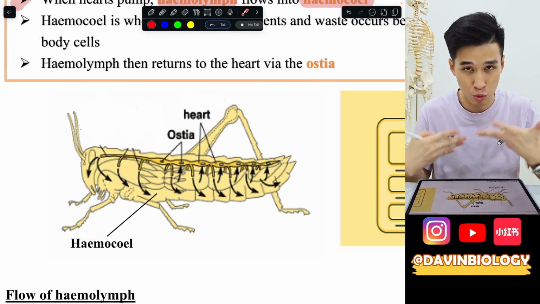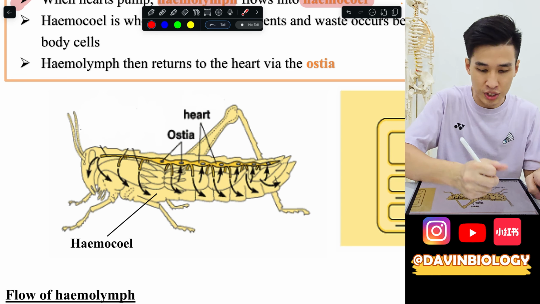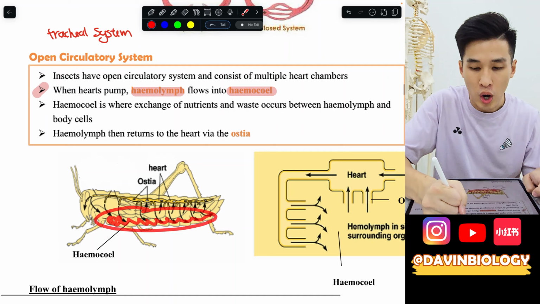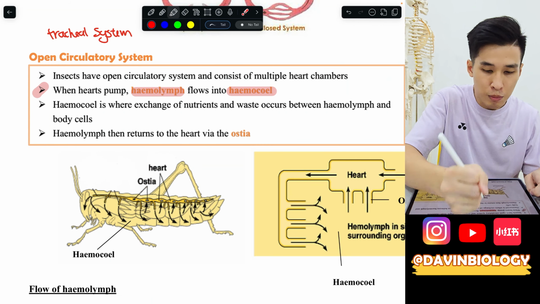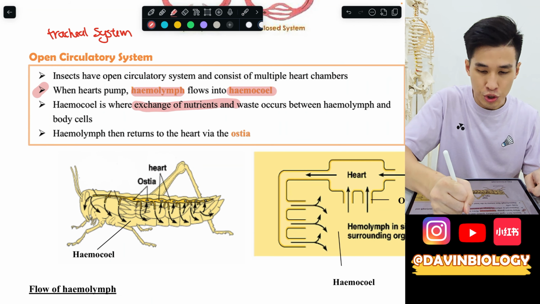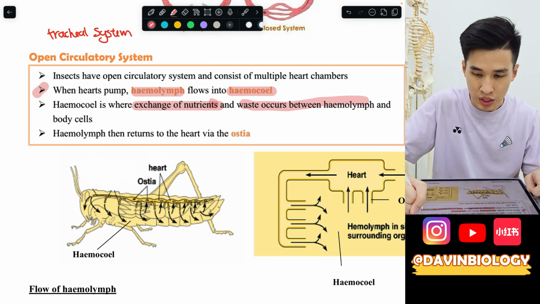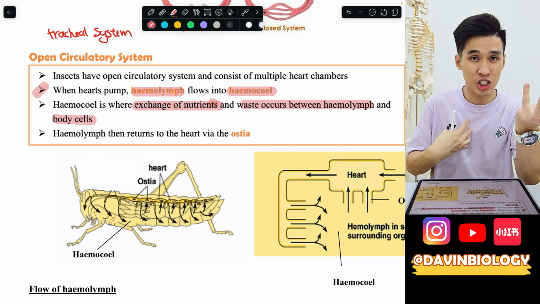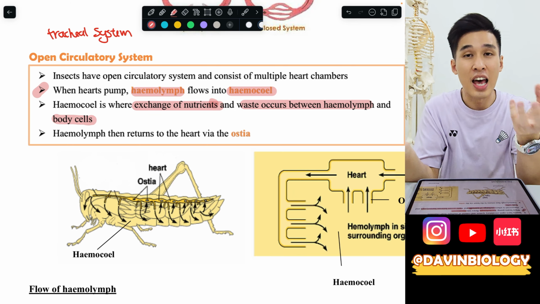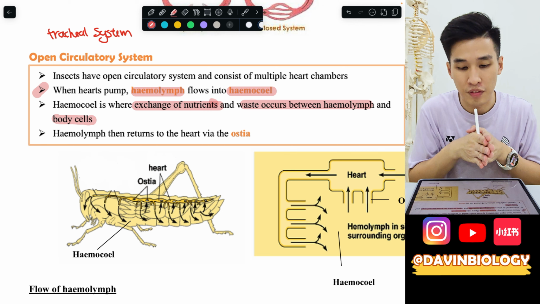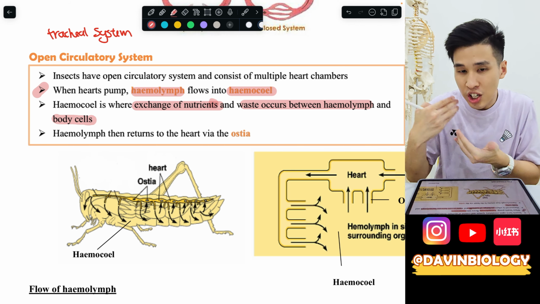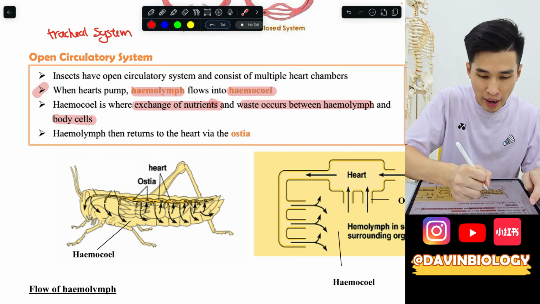Just like we learned, human blood also has nutrients, so they mainly carry nutrients to their body cells. Their body cells are inside this empty space called the hemocoel. So in the hemocoel, exchange of nutrients and waste occurs between the hemolymph and the body cell. For humans, it's gas exchange between blood and body cell. But since they don't have oxygen in their blood, you must say exchange of nutrients. Once exchange is done, the blood needs to go back to the heart.